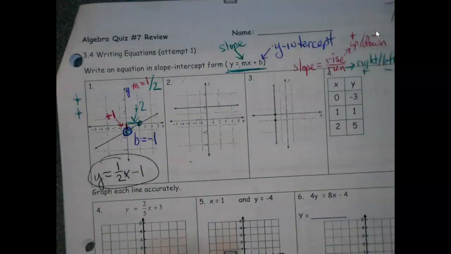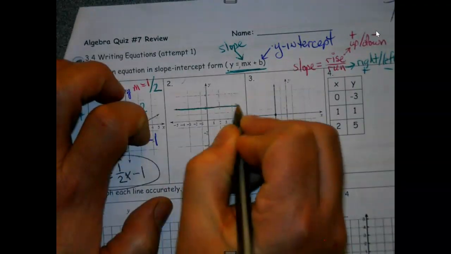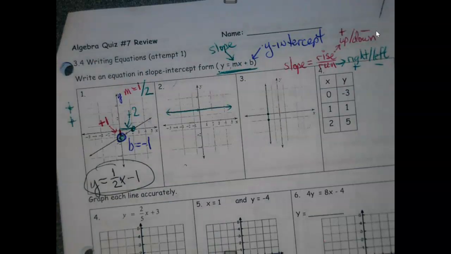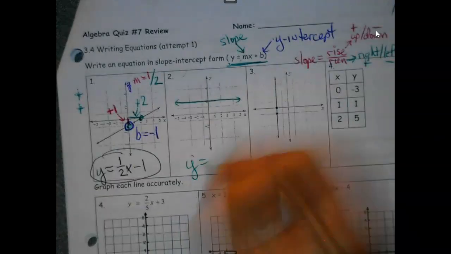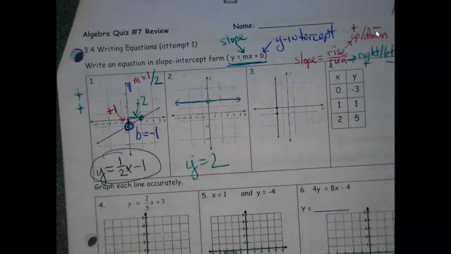So if I apply that here, here's my line, y equals, and yep, we're going right through the 2. Y equals 2, you're done. That's kind of nice. Okay, nothing else I have to do.